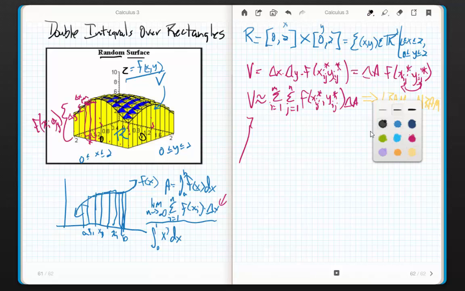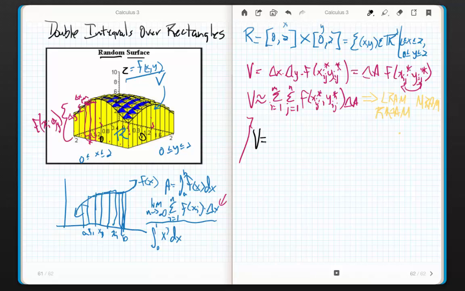If I want to get the actual value of the integral, I want to know what exactly the volume is under the surface on the region defined by x between 0 and 2 and y between 0 and 2. You can probably see where this is going, all right? But we need some notation first.